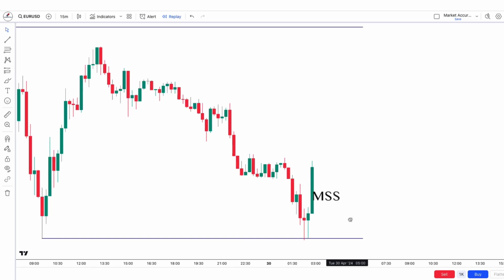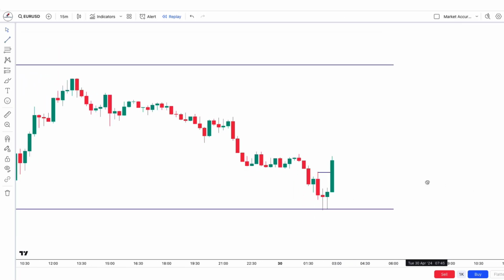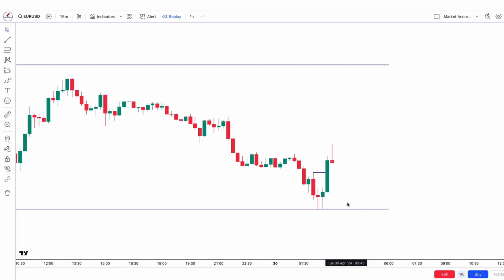And we have a market structure shift. And what else do we have? We have acceptance back into the range. So that is a plus point.